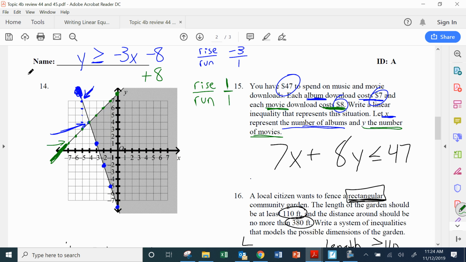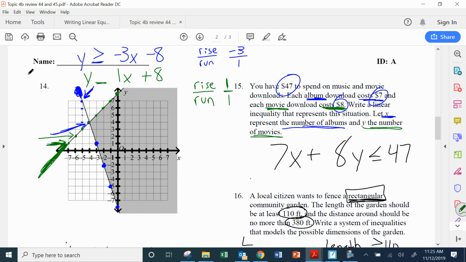So I went from this point right here to this point right there. And that gave me up 1, right 1, which is 1 over 1. So that means, and again, you don't have to write the 1, I'm going to go ahead and write it. That means it's 1x. Really, you could just write x there. I know I'm going to have y over here. The line is also solid, so this green line is also solid. So that means I'm going to have this equal to part.